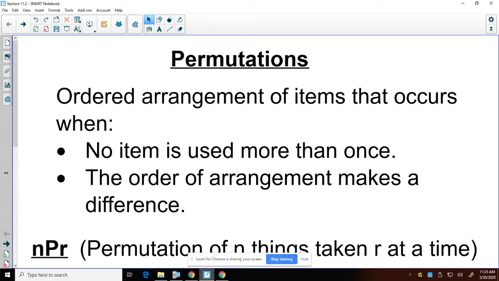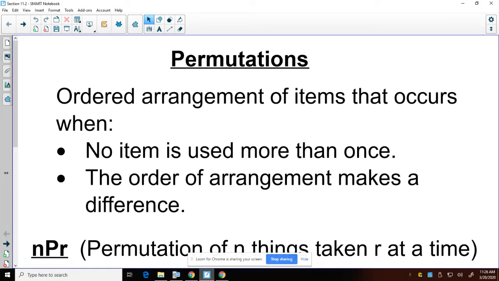Permutations happen when no item is used more than once, so you can't select it again after you select it already. And then the order of the arrangements makes a difference. The order of the arrangements makes a difference. I'll give you some examples.